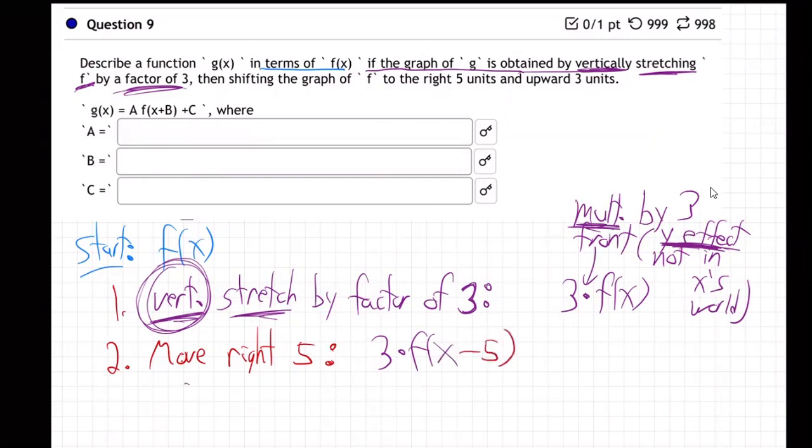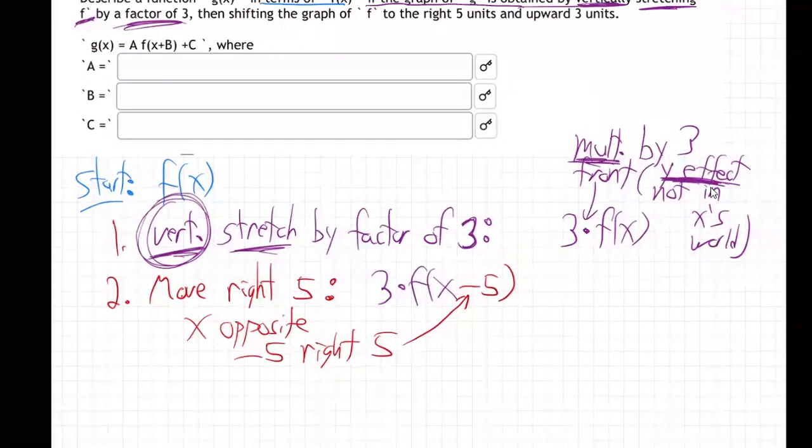Remember, x is always opposite. So -5 is actually right 5. If they said left 5, I would go +5. X is always opposite. And we got to be in x's world, in the parentheses, for right, left, because it's an x effect.